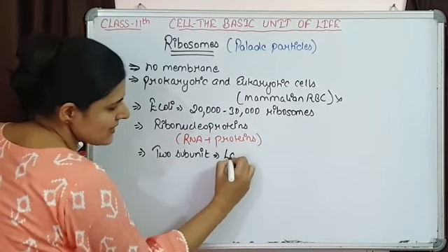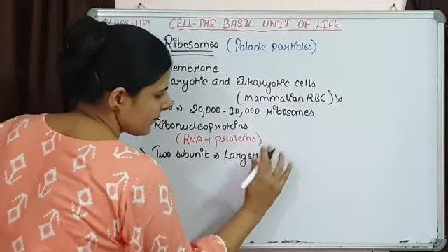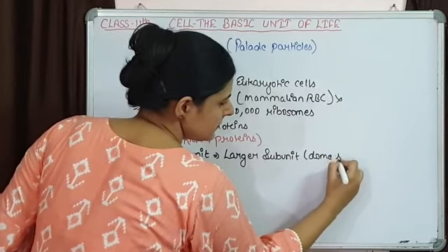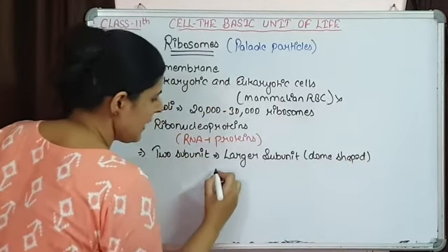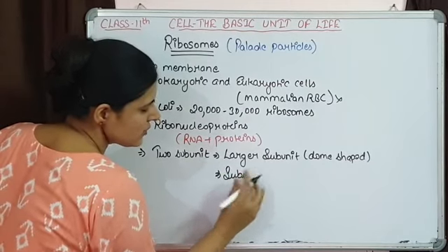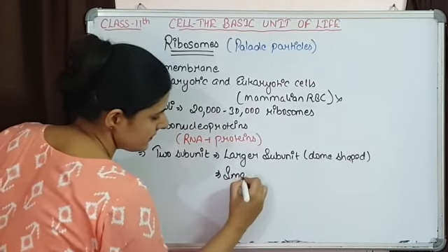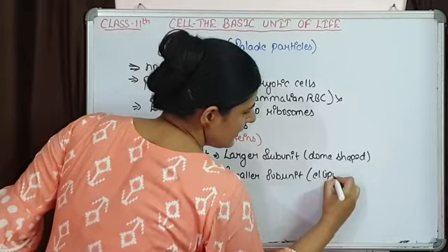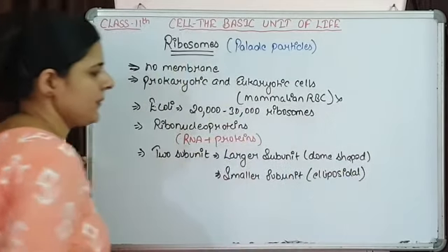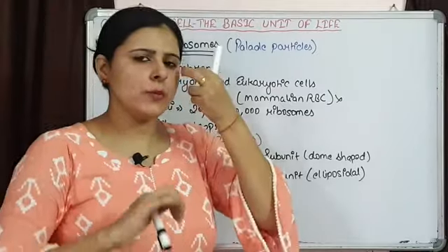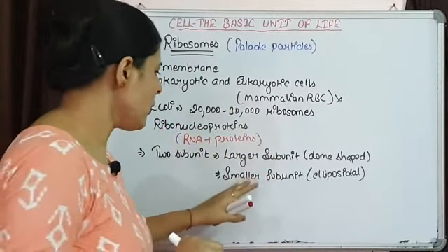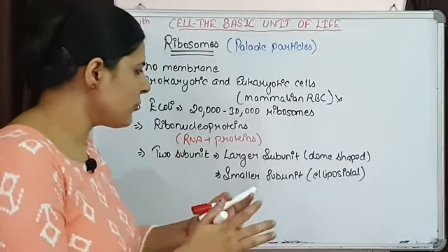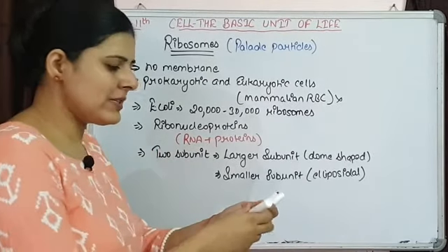One subunit is known as the larger subunit, that is dome shaped, and the second subunit is small in size, known as the smaller subunit, almost ellipsoidal in shape. तो दो सब यूनिट्स प्रेजेंट हैं और जनरली दोनों सब यूनिट्स एक दूसरे से सेपरेट रहती हैं. The smaller subunit is almost half the size of the larger subunit. Both subunits are mostly separated from each other.